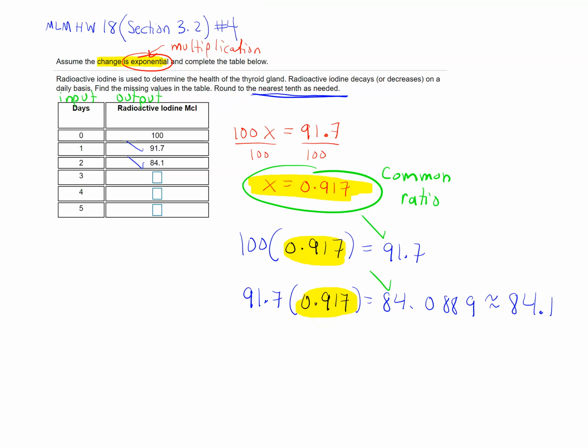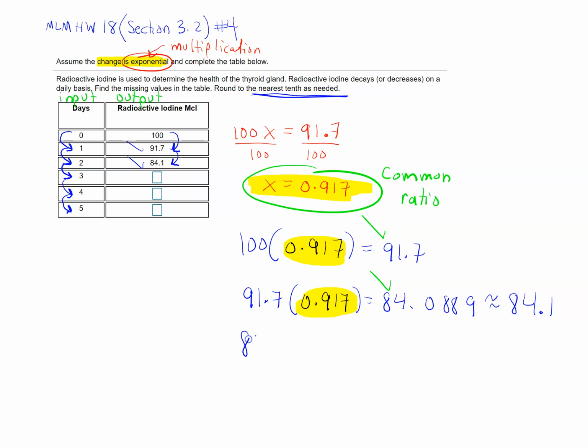So I'm just going to keep that going to complete my table, as long as I'm increasing by 1 day. So I increase from day 0 to day 1, then from day 1 to day 2, and I keep going by 1 day. So day 3, day 4. As long as my inputs are consistent, then I'm going to repeatedly multiply by that common ratio.